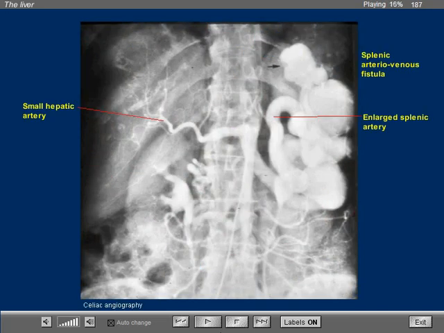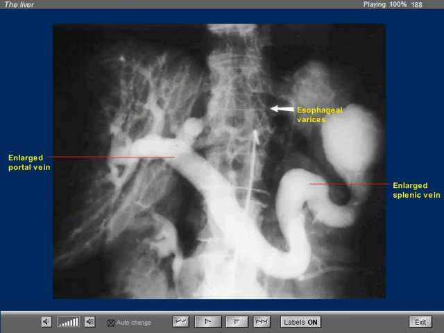Celiac angiographic examination revealed a relatively small hepatic artery, in contrast with a massively dilated splenic artery and very large vessels in the left upper quadrant. In the venous phase of this celiac trunk injection, we can see dilated splenic and portal veins and a large fistula that was present in the spleen. Note also opacification of gastroesophageal varices. So this is a classic example of a hyperkinetic type of portal hypertension secondary to an arteriovenous fistula.